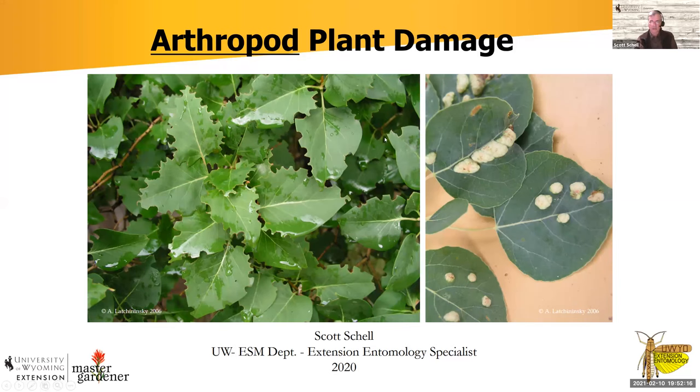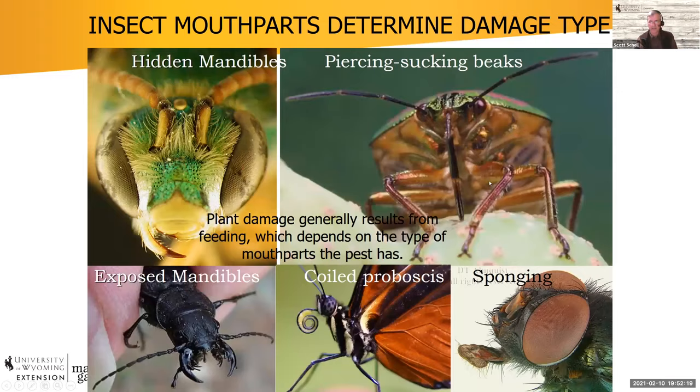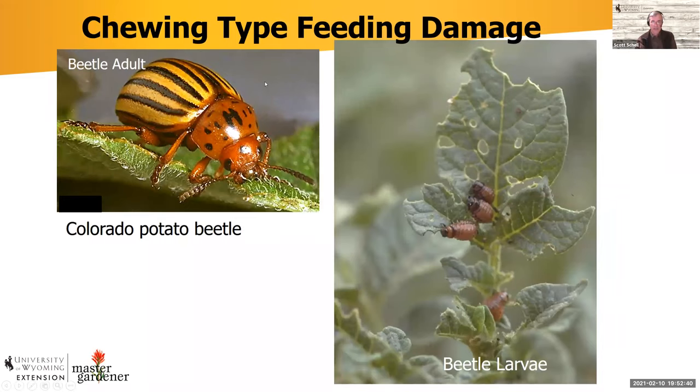Nobody can remember it all, but if you've got the reference material, I've already talked about this, because the insect mouth parts are very important for identification to their correct order. It's also very important for determining the type of plant damage that they can inflict, or if they can inflict plant damage at all. So you have the basic chewing type feeding damage that all beetles have, chewing mouth parts, both in the larval stage or grub stage, or in the adult stage. So Colorado potato beetle, and then these are the grubs, very obvious, chomp chomp, and they're removing leaf material.